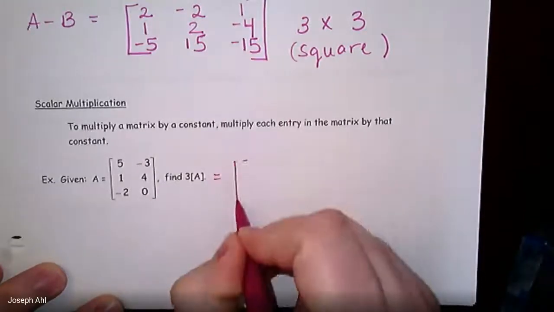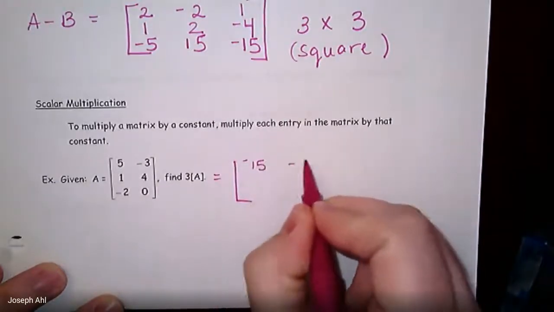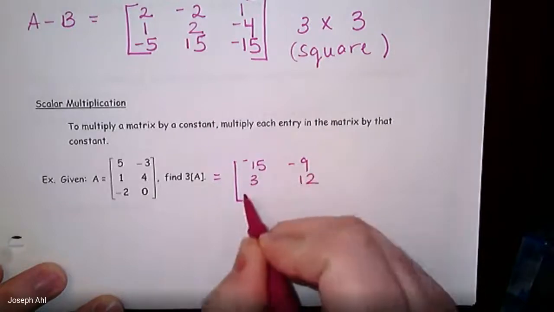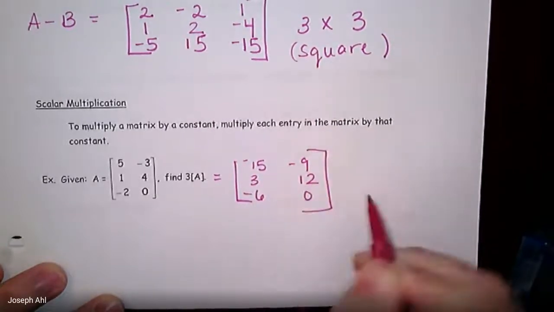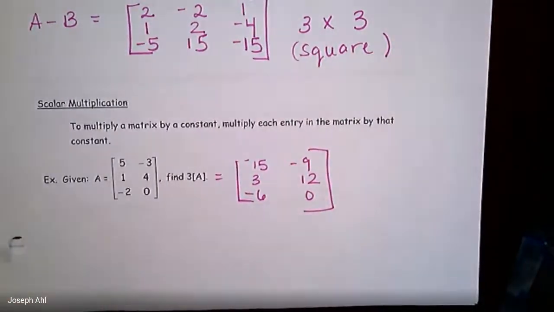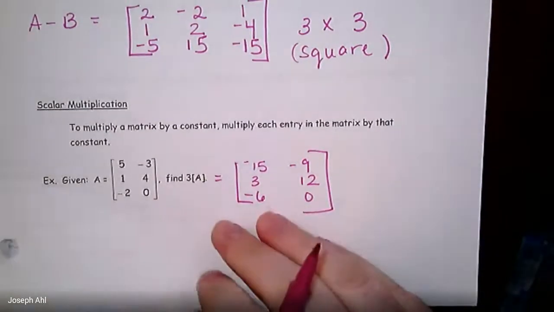So 3 times A would be 15, -9, 3, 12, -6, 0. So hopefully I did that correctly to multiply everything by 3. In the practice, you'll see that you can combine some of these operations together.